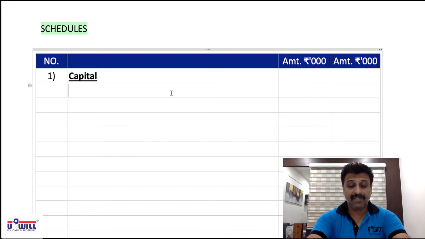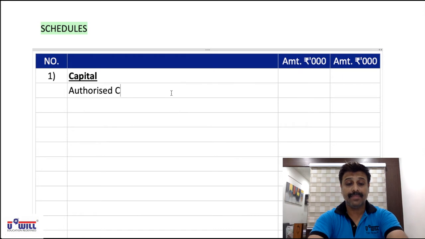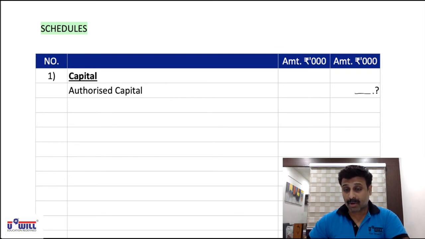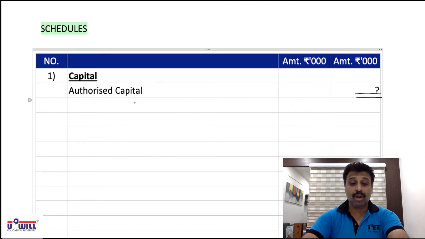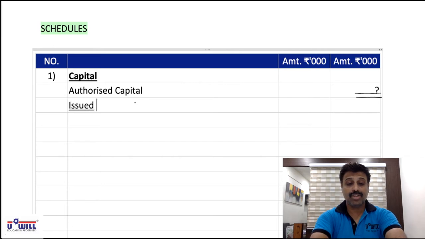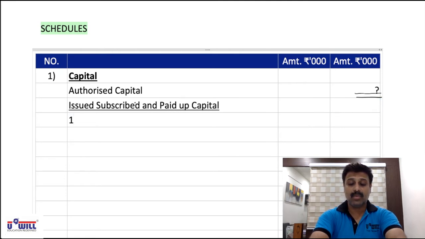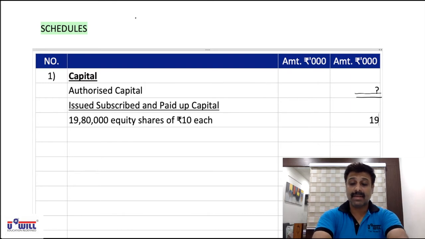Now, capital. First we write authorized capital, that is not given in the question. So question mark and double underline, because even if the amount was given, it would not have been included in the total. Then after authorized capital, we will have issued, subscribed and paid up capital. Now in that we will write 19,80,000 equity shares of rupees 10 each. That comes to, in thousands, 19,800, and that itself will be the total of schedule 1, 19,800.